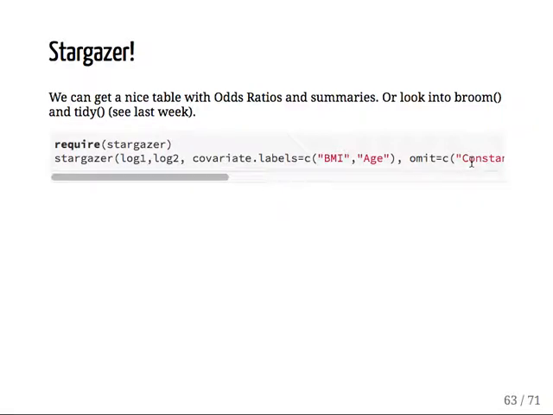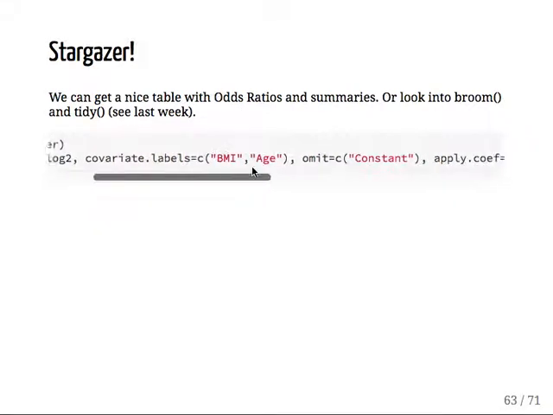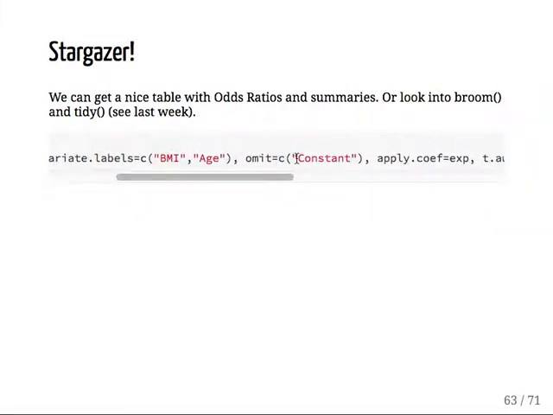Again, we can try and get a nice table from everything. In this case, we want a table with the odds ratios, because the coefficients themselves don't mean as much; they're log odds, so they're very counterintuitive to work with. So we call Stargazer, we call our models, and we say these are the covariates, so BMI and age rather than mass, for example. We want to drop the constant because it isn't really interpretable and isn't of use to us. And then we can transform the coefficients.